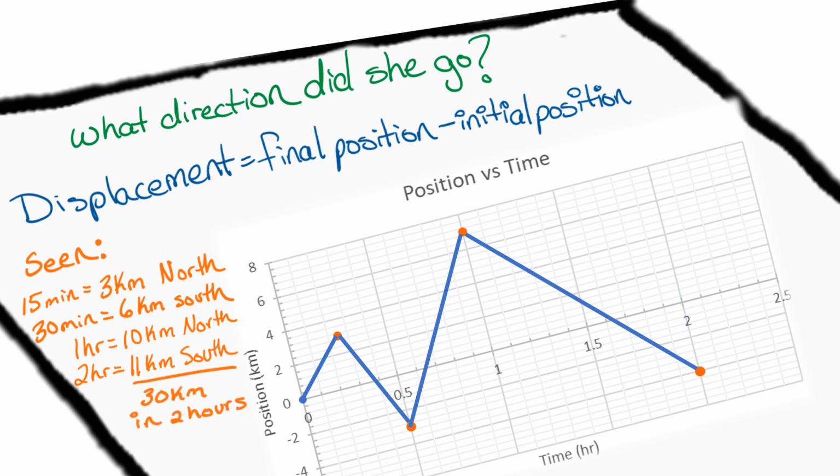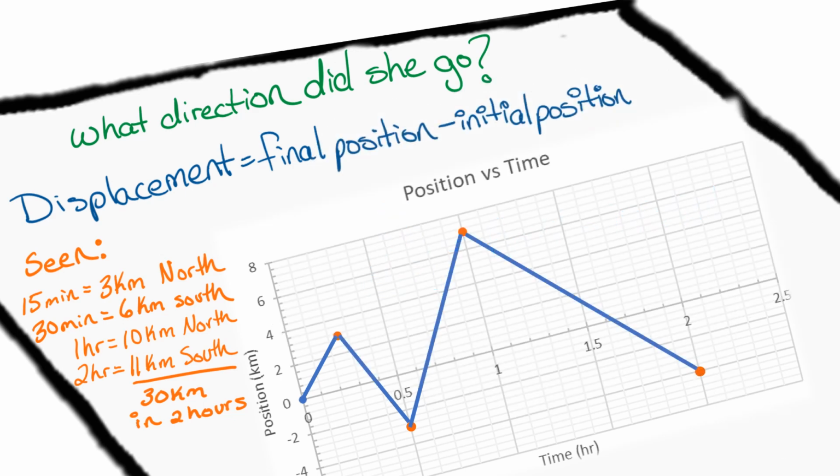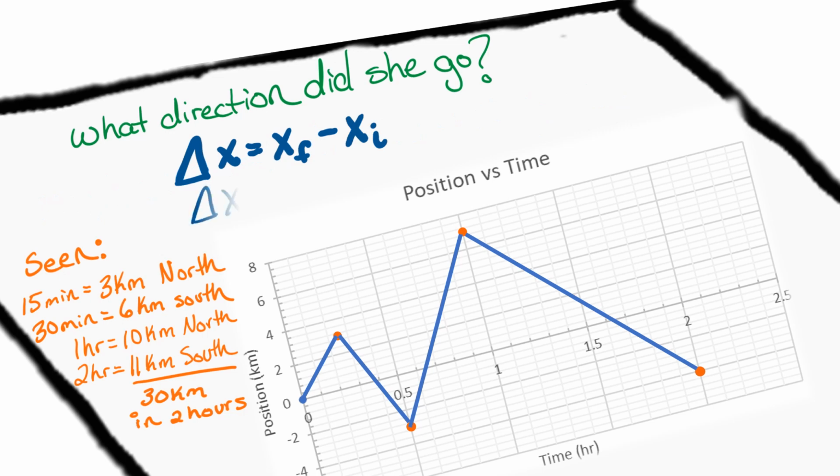But what was her change in position, also known as displacement? You're right, Alex. Delta means change in, which equals final minus initial. In this case, we're referring to the change in position. So we need to determine the final position, subtract the initial position, resulting in -4 kilometers.